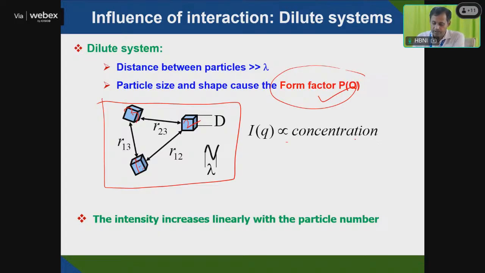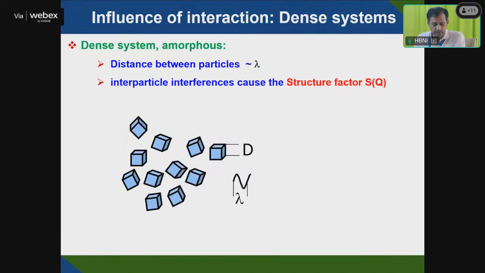So IQ mainly depends upon the concentration, as the intensity increases linearly with the particle number. If the number of particles is more, then the SQ factor will come into the picture. But if there is a diluted system, it is mostly a PQ dominant system. But in a dense system, the number of particles is much higher, and the distance between the particles is small; they are very close to each other.